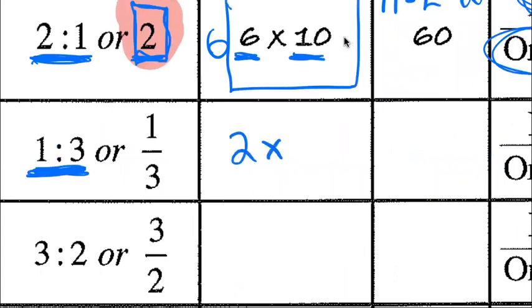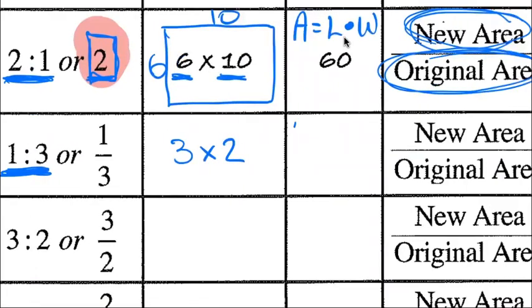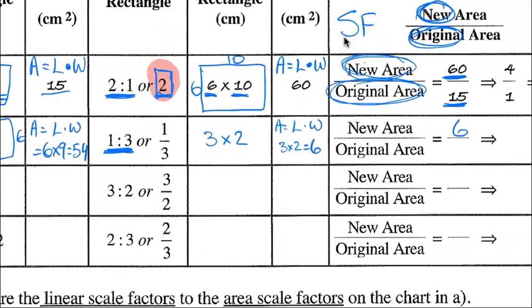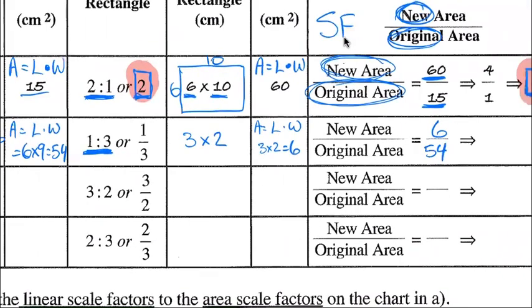Well, actually, I should write 3 by 2 because we did length first. 3 by 2. That means our new area, which is still length times width, 3 times 2, is 6. Now we're going to compare our new area of 6 to our old area of 54. And we reduce that fraction.